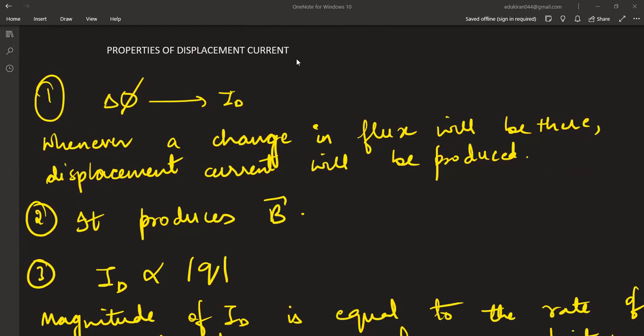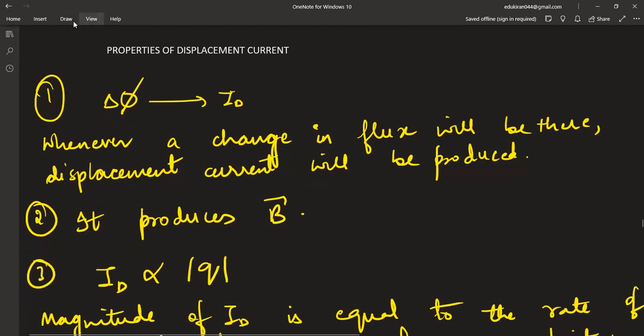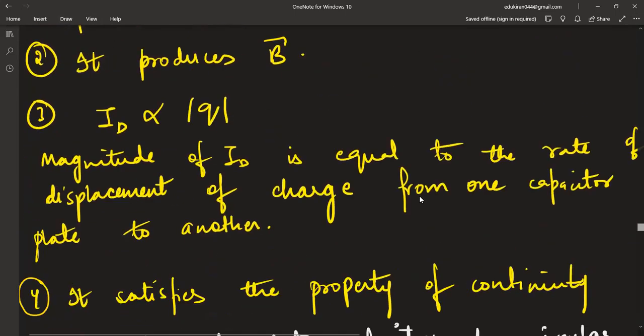Second was that it produces magnetic field. Displacement current, like the conduction current, produces magnetic field. And through the formula only, I told you, because of Gauss theorem, displacement current is directly proportional to the magnitude of the charge. This means this does not depend whether the charge is positive or negative. So magnitude of displacement current is equal to rate of displacement of charge from one capacitor plate to another. And lastly, it satisfies the property of continuity, means the way every current is continuous within the flow of wire. Same thing is with displacement current as well.